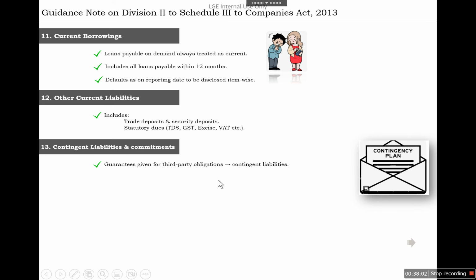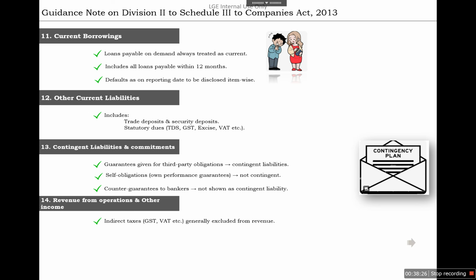And in case of contingent liabilities, a guarantee given for a third party obligation is considered a contingent liability, and a self obligation where we have given our own performance guarantee is not contingent. And counter guarantees to bankers are not shown as a contingent liability.